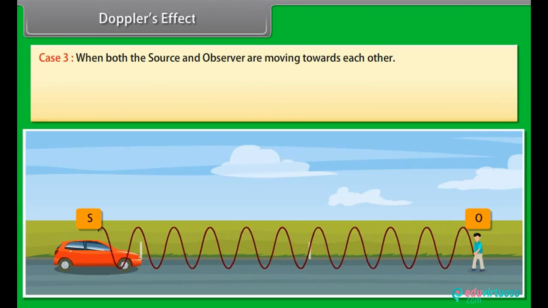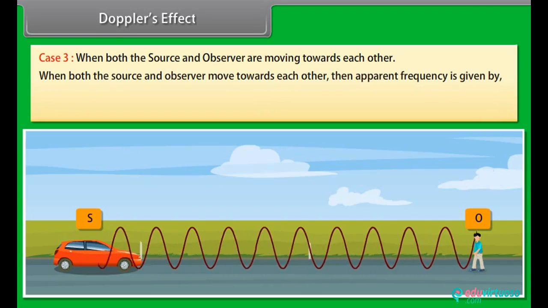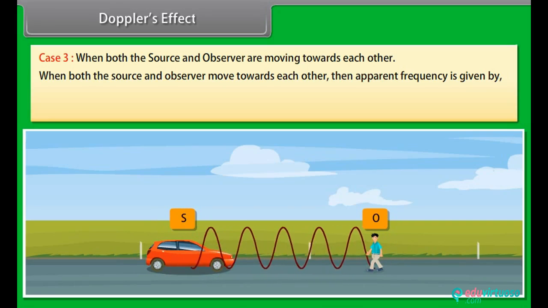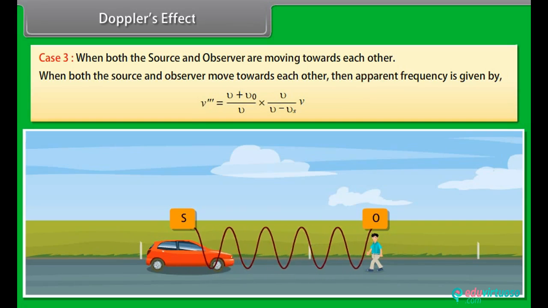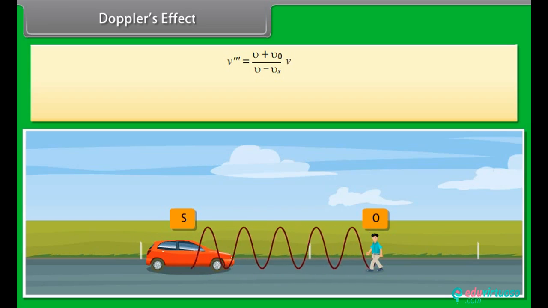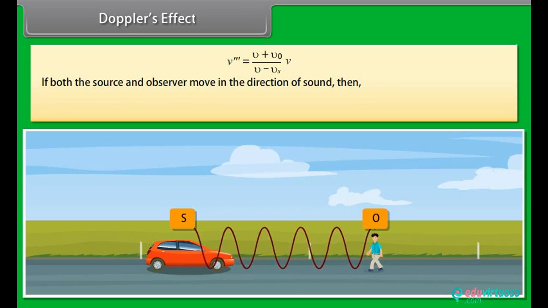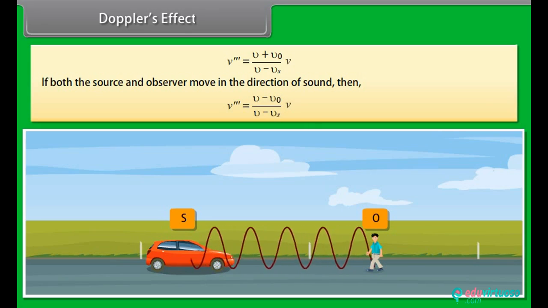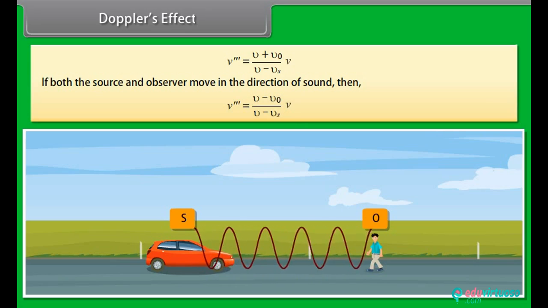Case 3. When both the source and the observer are moving towards each other, then the apparent frequency is given by nu triple dash is equal to v plus v0 upon v minus vs, multiplied by nu. If both the source and observer move in the direction of sound, then nu triple dash is equal to v minus v0 upon v minus vs, multiplied by nu.